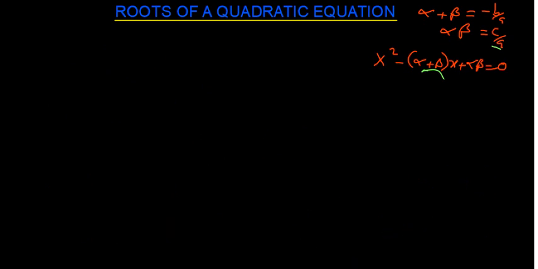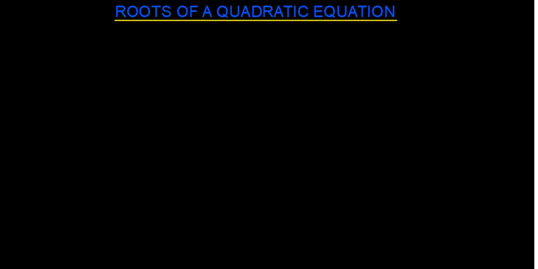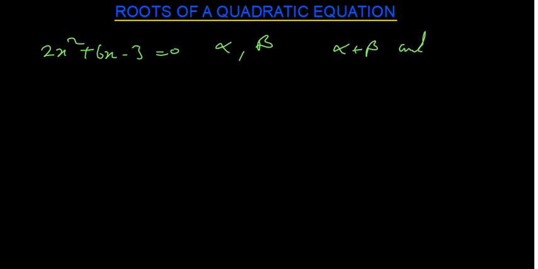So we can be given another different form talking about roots of a quadratic equation. So let's say they give us an equation, 2x squared plus 6x minus 3 is equal to 0, and they say it has roots alpha and beta. They tell us to find the value of alpha plus beta and alpha beta.